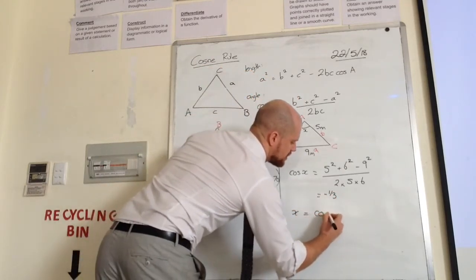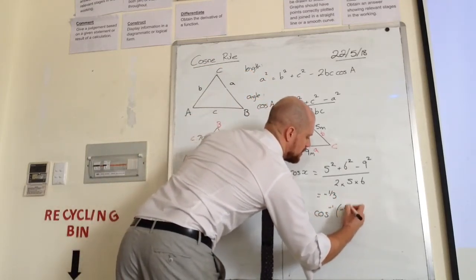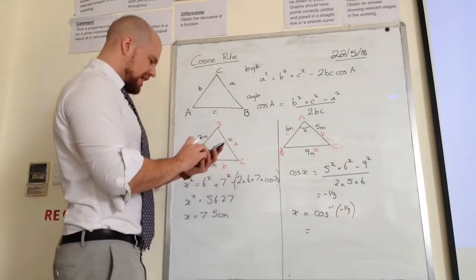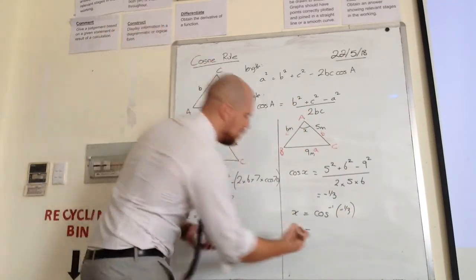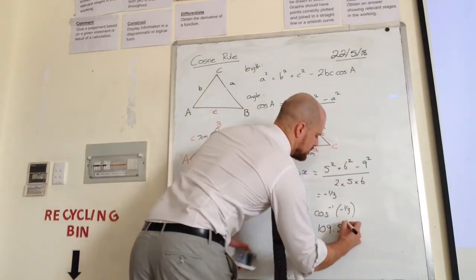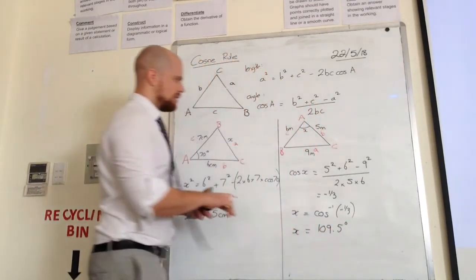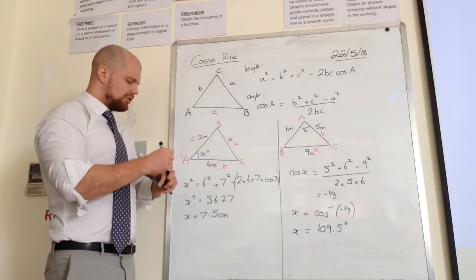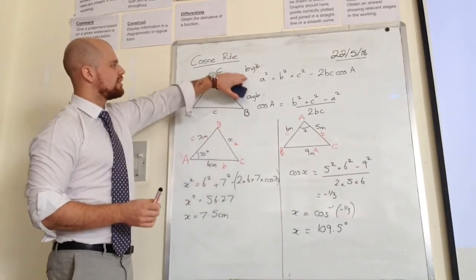Do my inverse function. Okay, and in degrees, I get 109.5 degrees. And that's how you'd use the cosine rule to find either a missing length or a missing angle.